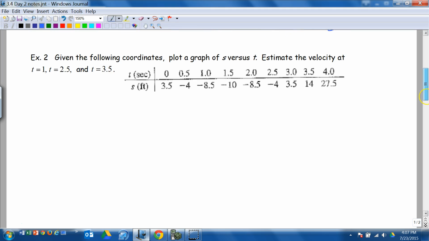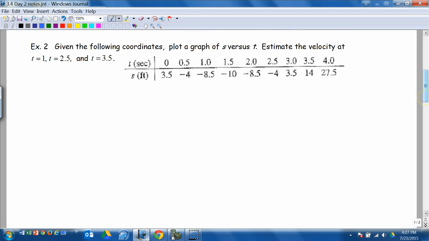This is a basic just plotting and then estimating. Remember, estimating is doing derivative, but you do not use any derivative formula. You use basically the slope equation, the rate of change between 2 points. First, let's just plot this and see what it looks like.